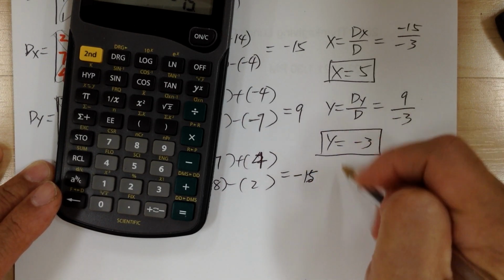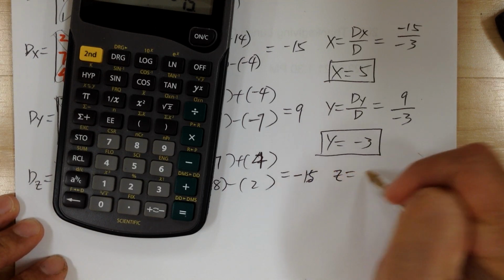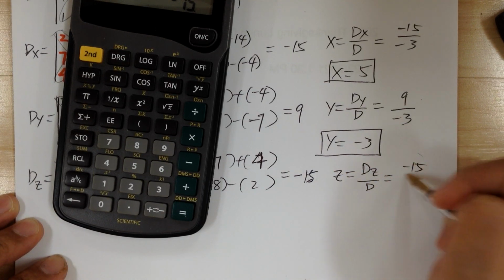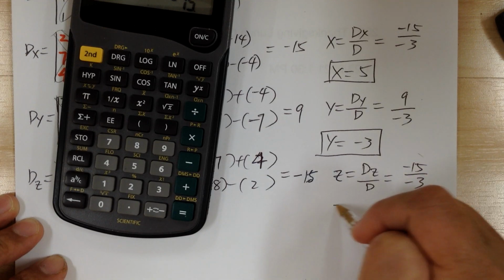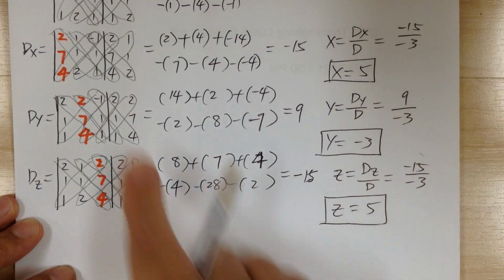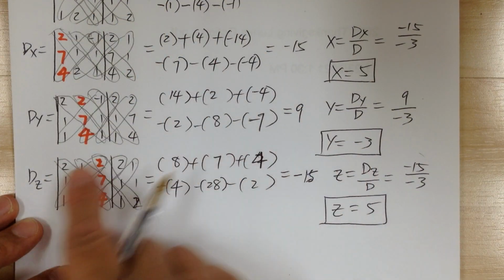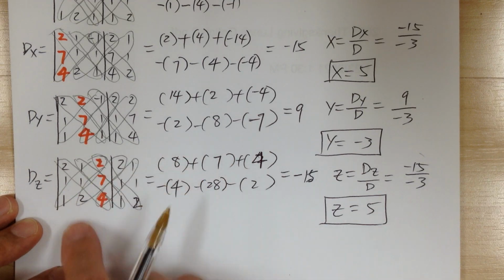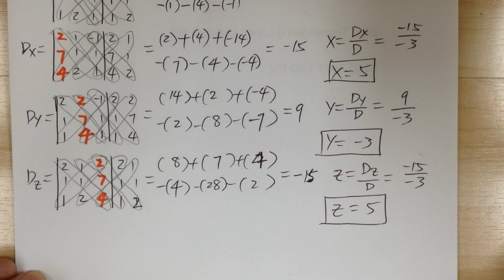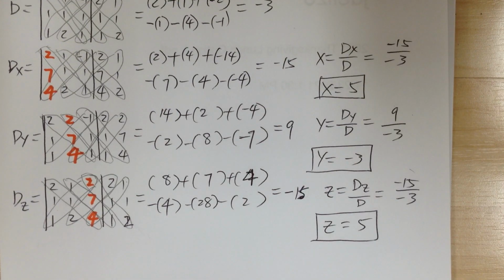Okay. So now you can find the z. So z equals dz over d, so equal to negative 15 over negative 3. So z equals 5. Okay, it's very easy to make a mistake. So make sure you show all your work. That way, when you check your answers, it's easier to catch your mistakes. Okay. Let's go to the next one.